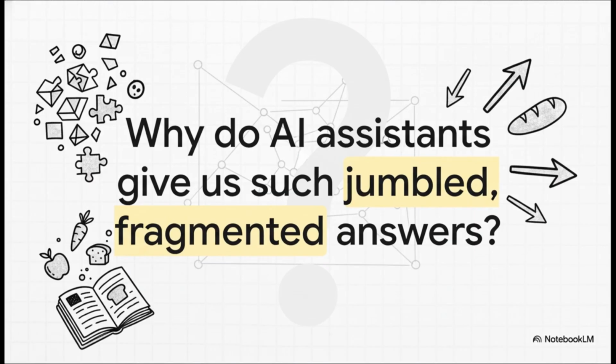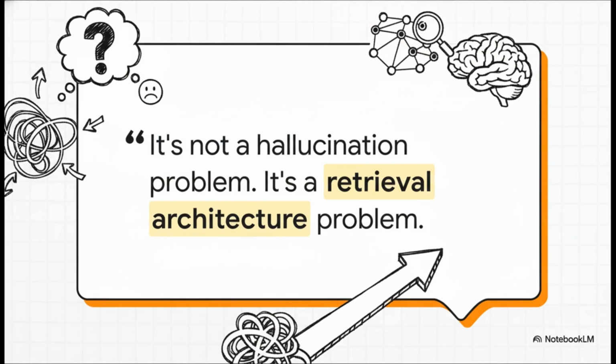You ask a really complex, nuanced question, and the AI comes back with this collage of disconnected text snippets. It's like it found all the right puzzle pieces but has absolutely no clue how they fit together. So what is going on here? And this quote right here, it just hits the nail on the head. We tend to blame the AI for hallucinating, but that's not really the issue. The real problem is how we're asking it to find information in the first place. The system itself, the retrieval architecture, is broken.